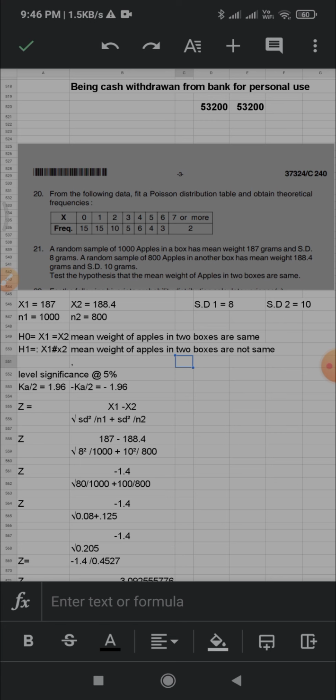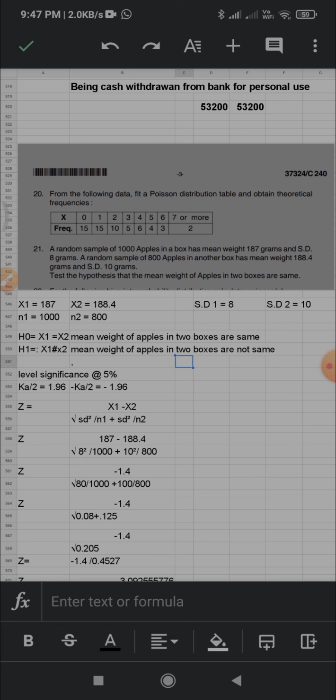Now this question is a two-tailed test, because the alternative hypothesis is not equal to. Whenever we choose the alternative hypothesis as not equal to, the problem is called a two-tailed test. That's why you should take k alpha divided by 2. So what are the table values here? Table values are plus 1.96 and minus 1.96.